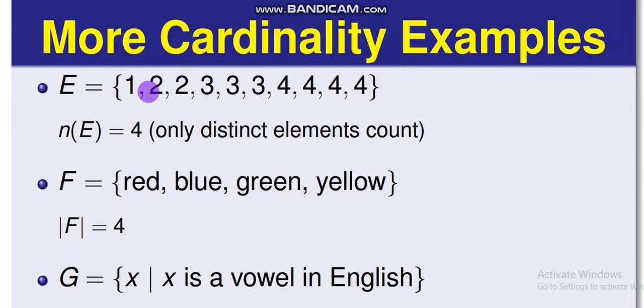E has this 1, and 2 is repeated, and then 3 is repeated 3 times, 4 is repeated 4 times. But remember, in a set, even if a number is repeated, we take that as 1. So you have 1 element here, 2, 3, 4. Only 4 elements because only distinct elements count.